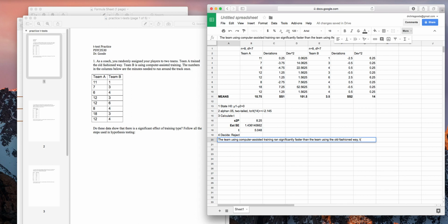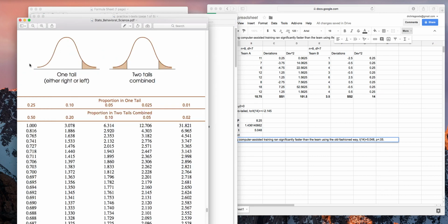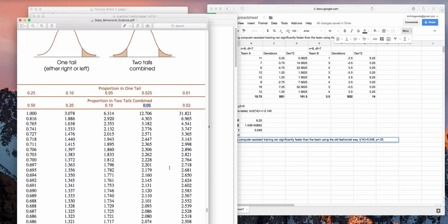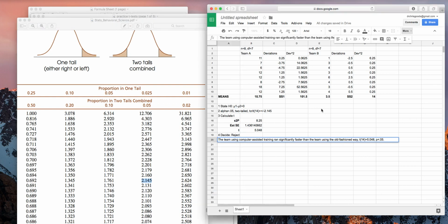And then in APA style, we do this. T with 14 degrees of freedom was equal to 5.048, with a P being less than 0.05. We don't know what P was, but we know this less than 0.05 because that's what this table tells us, because we used alpha of 0.05. We know that a T greater than 2.145, our critical value, is associated with a P that's a proportion of area here less than 0.05 when you add the other tail. All right, and that is problem 1.